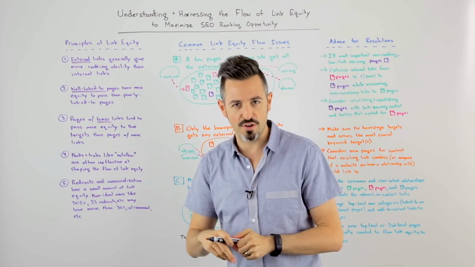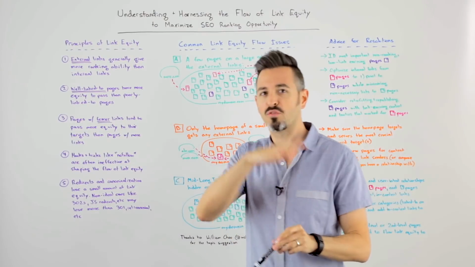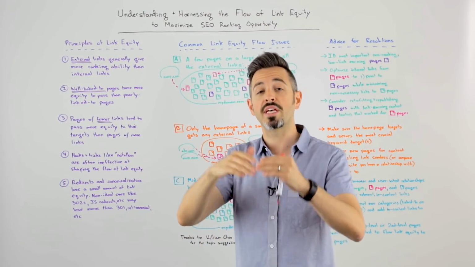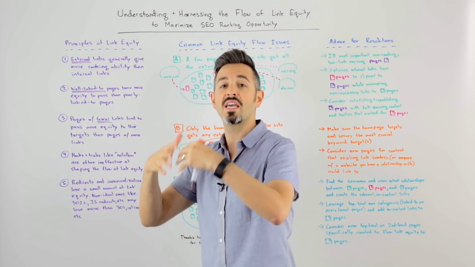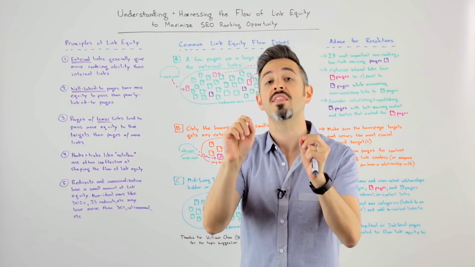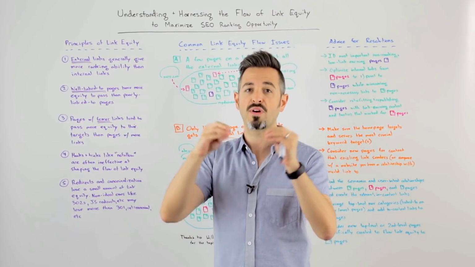So some principles of link equity, first, to be aware of before we dive into some examples. Number one, it is true that external links generally give more ranking value and potential ranking boosts than internal links. That is not to say, though, that internal links provide no link equity.